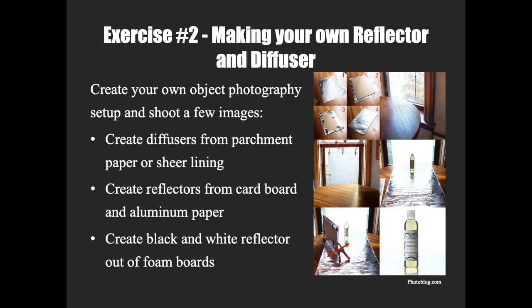This second exercise is about making your own reflector and diffuser and setting up your own object photography studio. So this is just a fun optional exercise where you can create diffusers from parchment paper or sheer lining, like here on the window. You can create reflectors from cardboard and aluminum paper. And then you can create black or white reflectors out of foam board. So you can use the image on the right-hand side to inspire you and create object photography.